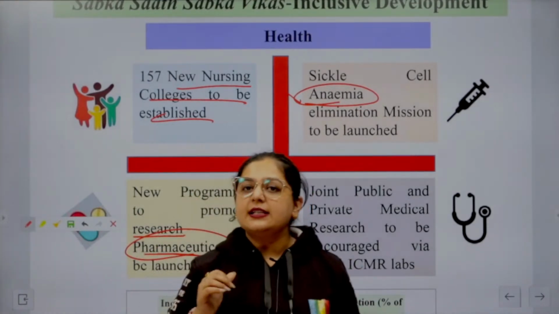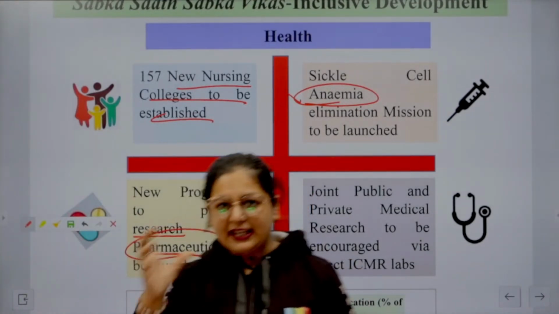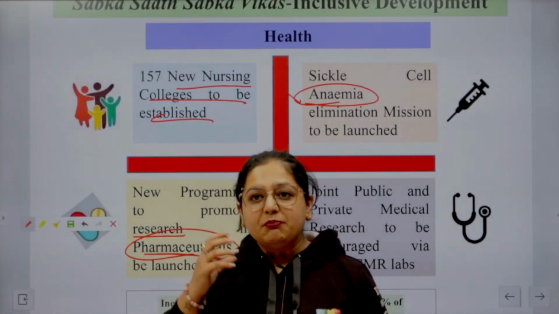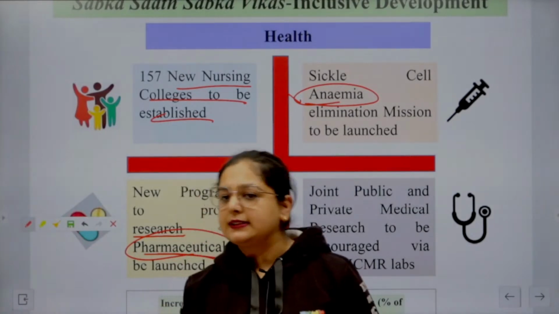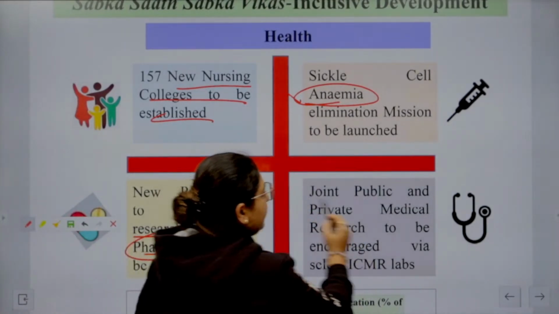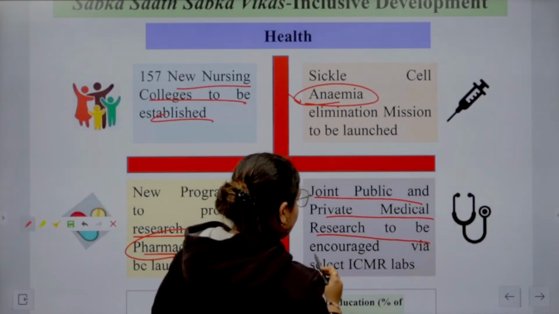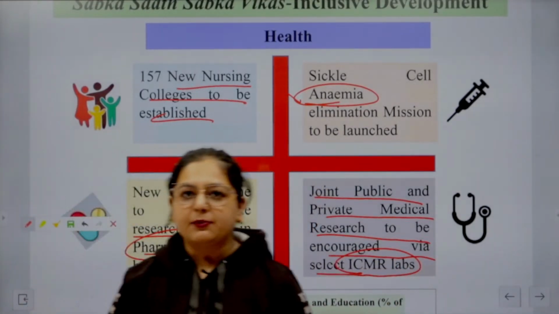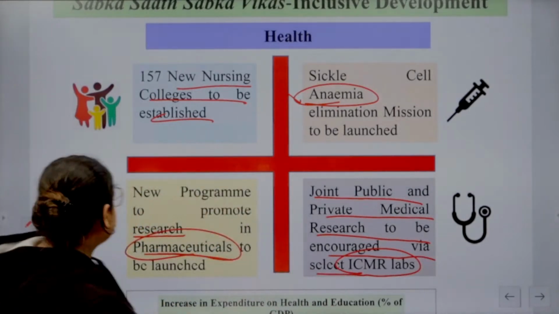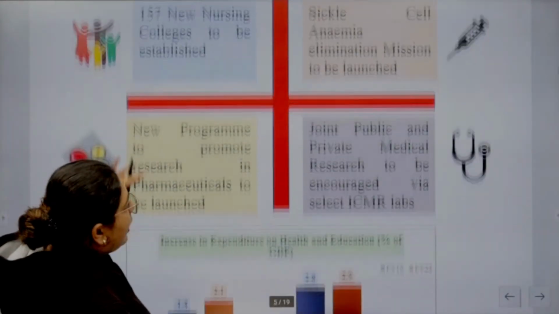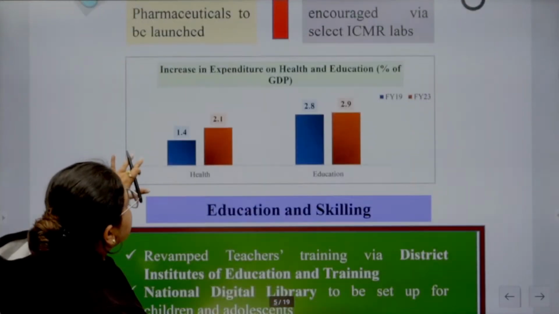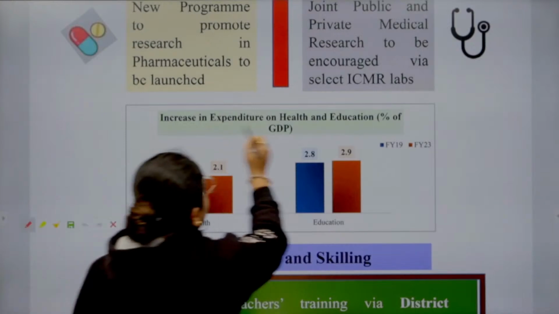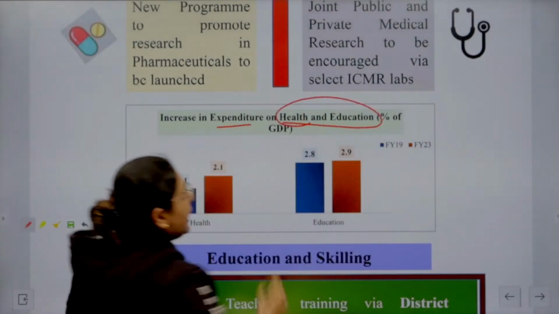So now India is actually taking note of the pharmaceutical industry and trying to improve its research in the pharmaceutical sector, right? Joint public and private medical research is to be encouraged via selected ICMR labs. So again, this is all related to research work so that we can be more proactive in the pharma sector as well.